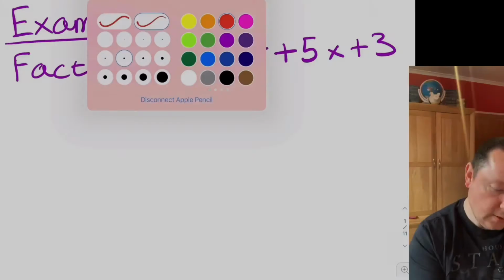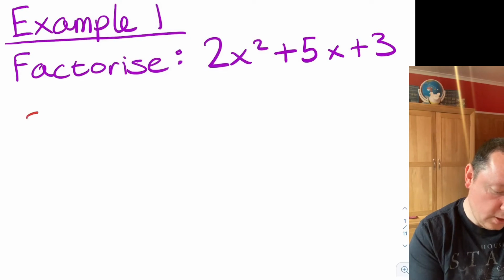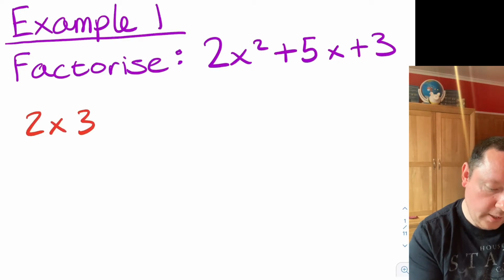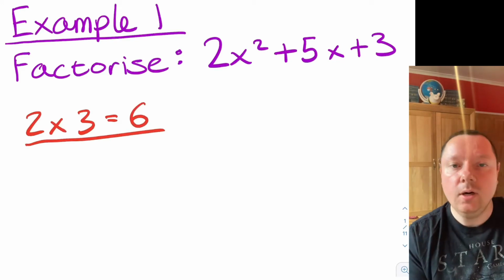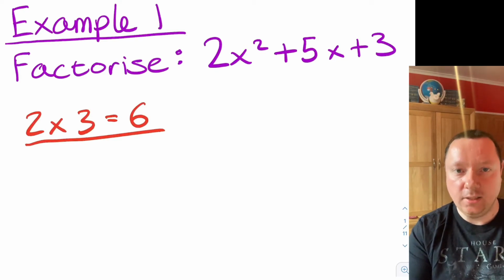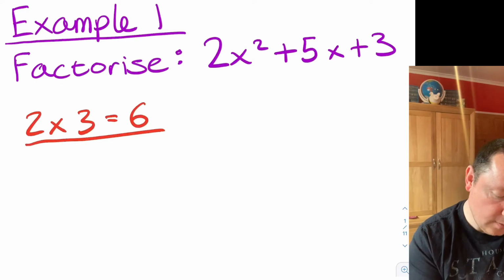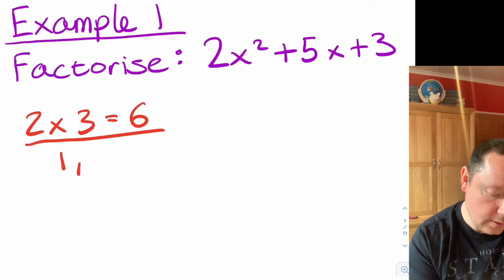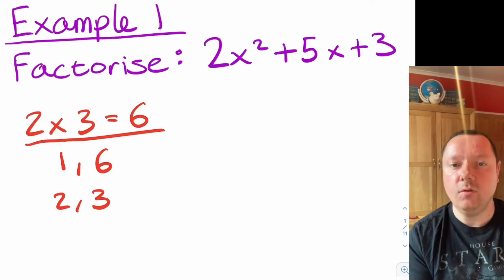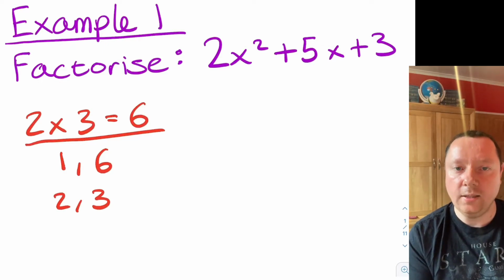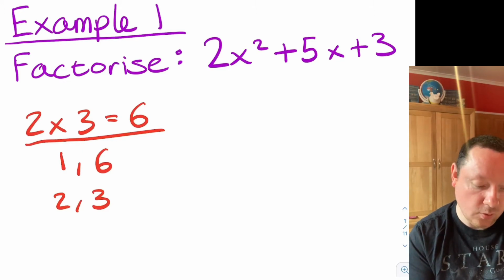In step 1, I take my 2 from the front and I times it by the 3. Remember that's coming from here, 2 times 3, and I get 6. And 6 is now my key number. I'm now looking for factors of 6. So it's just exactly like the previous video, factors of 6. So I list them in order, 1 and 6, 2 and 3. Now I could list the negative ones as well, but we'll wait until we've got negatives in the question to be bothered with that. So we'll just stick with 1 and 6, 2 and 3.